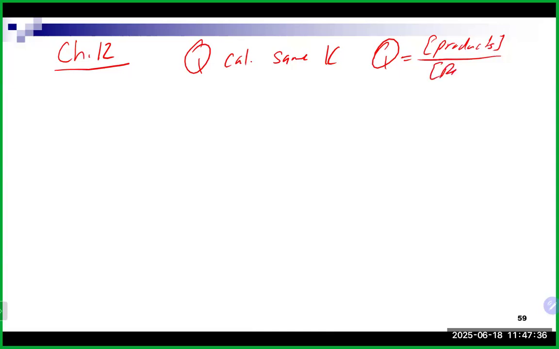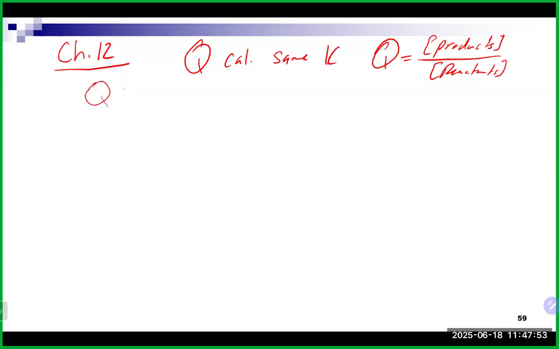And last time we talked about a couple of important main things. We talked about Q, which is the reaction quotient. And Q is calculated the same as K. If you want to calculate Q, that is basically your products over your reactants, just like you do with K. You do have to take the coefficients into account and use them as your exponents. We can use Q if we know Q and K to determine a couple of things.